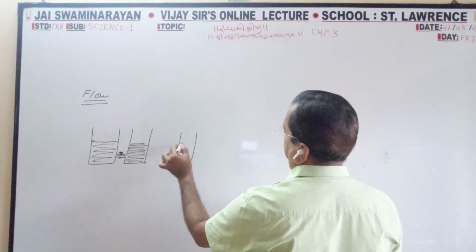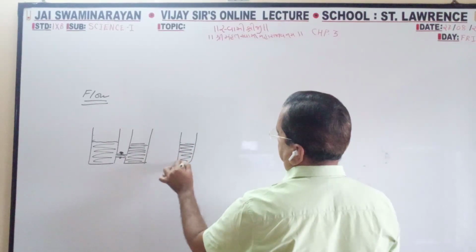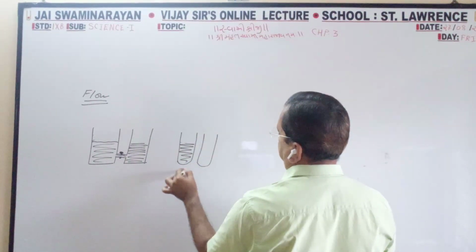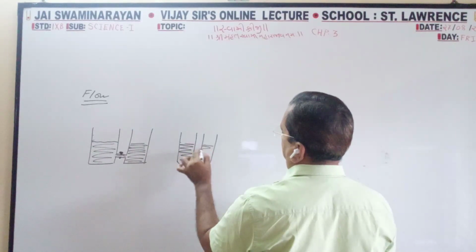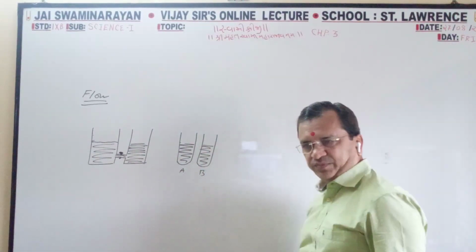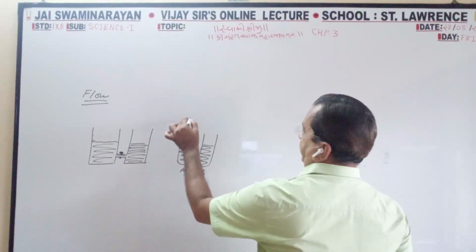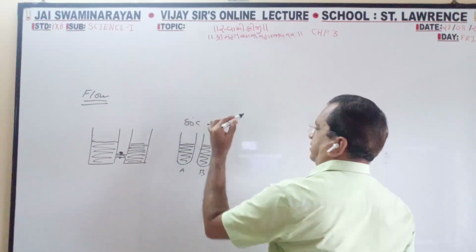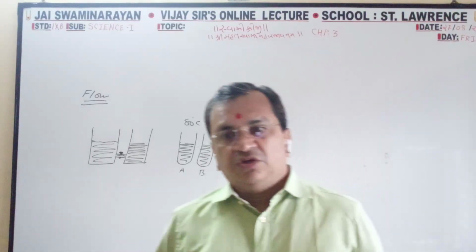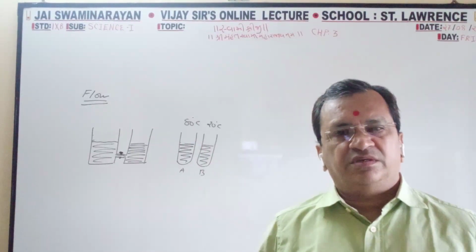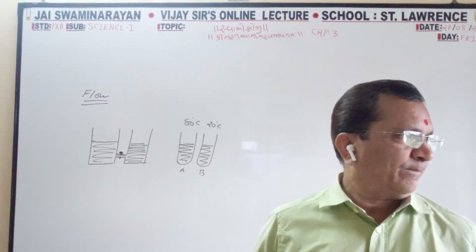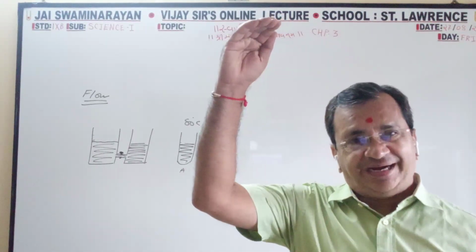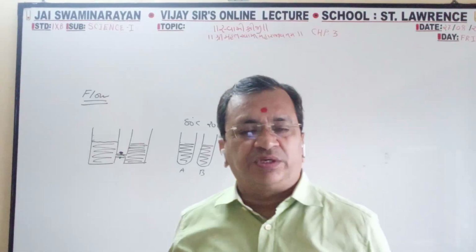In one container, take A and B. Take the same amount of water. This is 80 degrees centigrade. This is 20 degrees centigrade. One is hot water, one is cool water. Again the level difference: one with high temperature, one with low temperature.